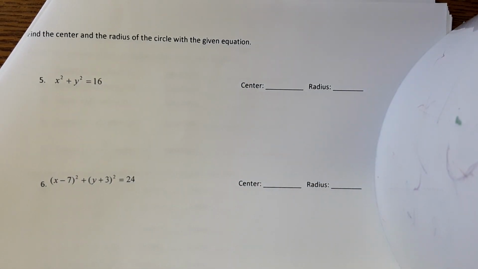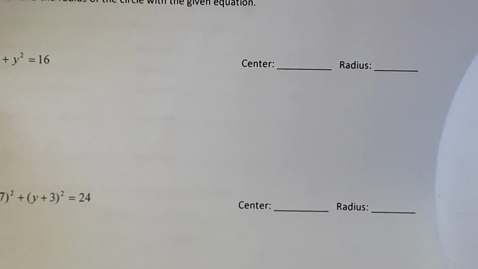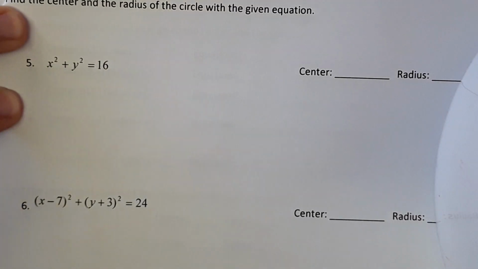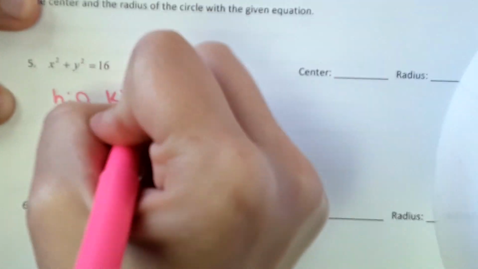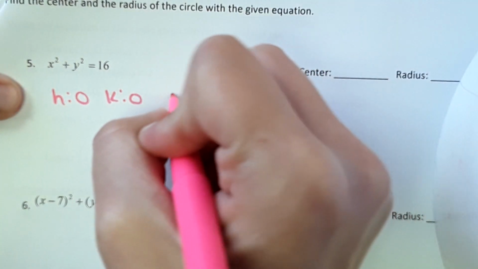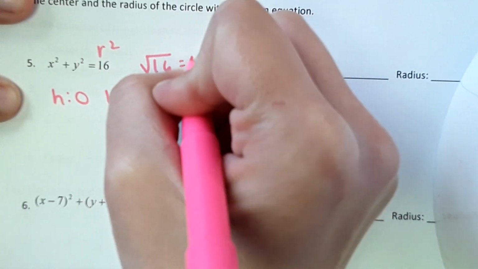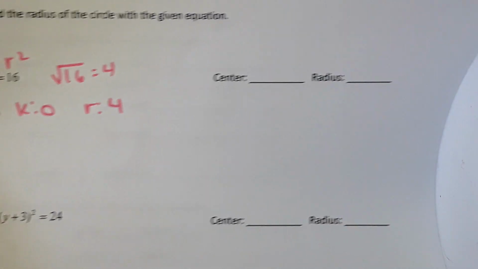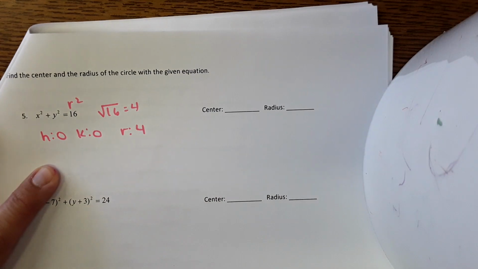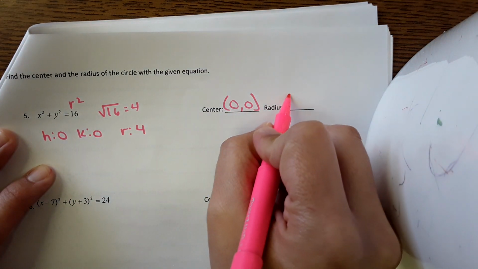Okay, so number 5, it says find the center and the radius of the circle with the given equation. Okay, so for this one, we don't have x plus anything or y plus anything. So our h is just going to be 0 and our k will be 0. And then for radius, this is radius squared. So take the square root of 16, that's 4, so the radius is 4. So for the center, it's at 0, 0, and the radius is 4.